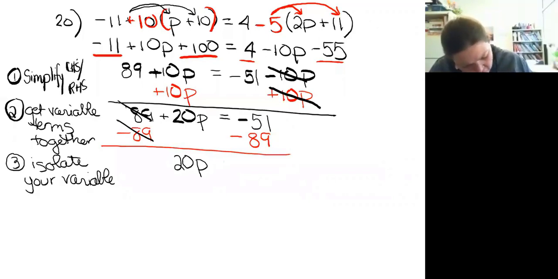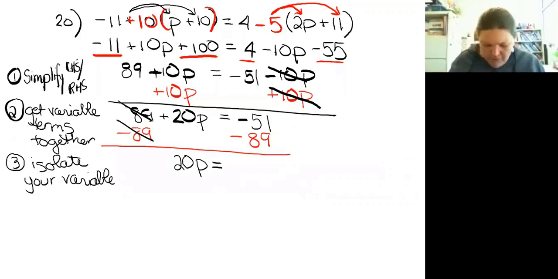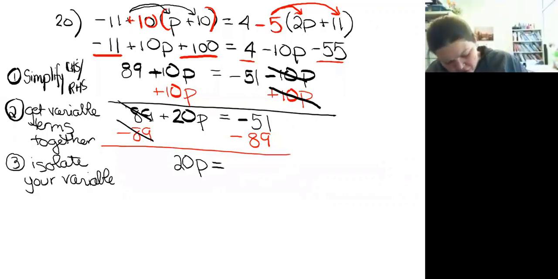equals, and negative 51 minus 89. Notice when it's in front, I read it as a negative. When it's between numbers, I read it as a minus, will give me negative 140. And I did that in my calculator because I'm feeling so slow today. Okay, now I'm almost done.